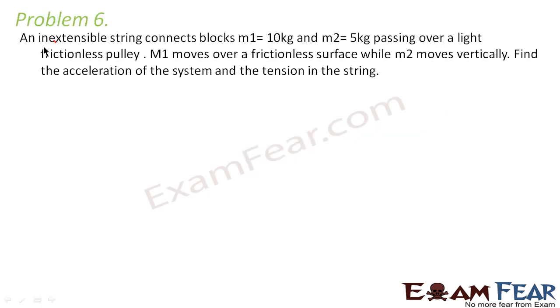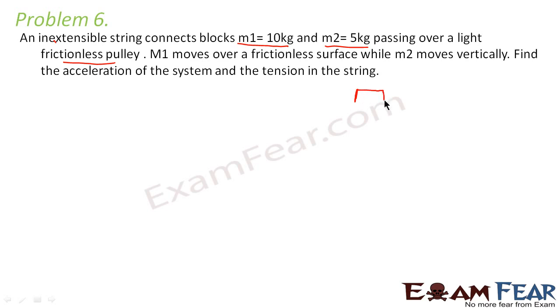Please make sure that you have watched all the videos from part 1 to 19 before going ahead with part 20. The problem says an inextensible string connects blocks M1 equal to 10 kg and M2 equal to 5 kg passing over a light frictionless pulley. So what does it say? It connects two blocks M1 and M2 over a frictionless pulley. M1 moves over a frictionless surface while M2 moves vertically. So let us draw the diagram first.